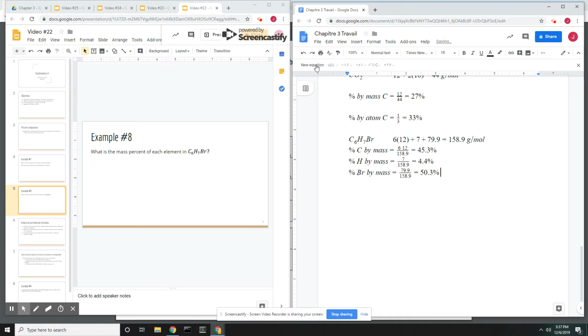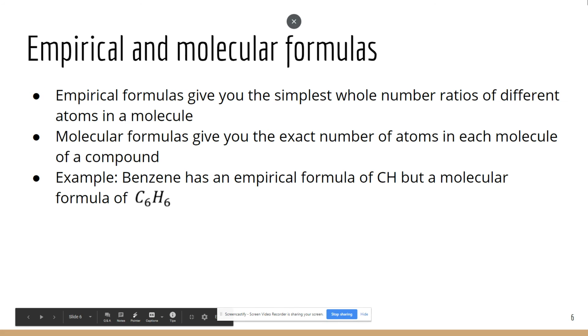The reason I suggest you keep everything rounded to the same place is that once you've done a problem for each element, if you add it all together, you should make sure it adds up to 100%. Then you can be pretty certain that you got the right answer. Pause here.